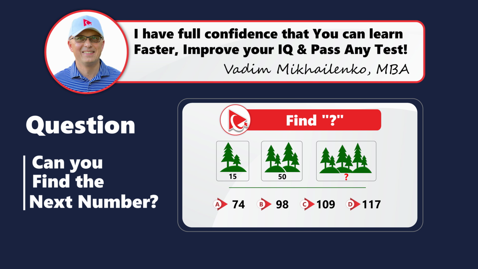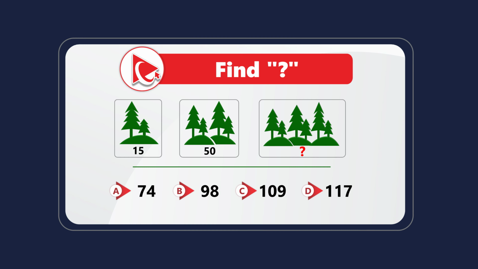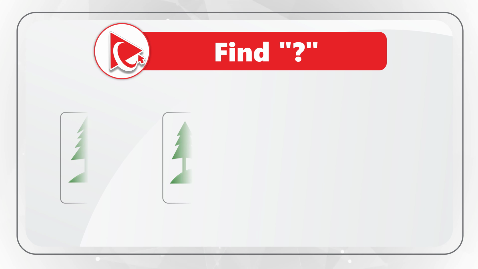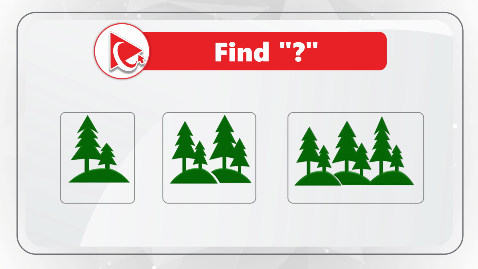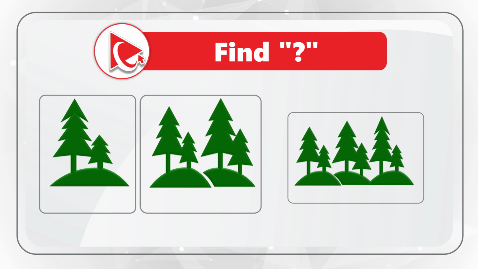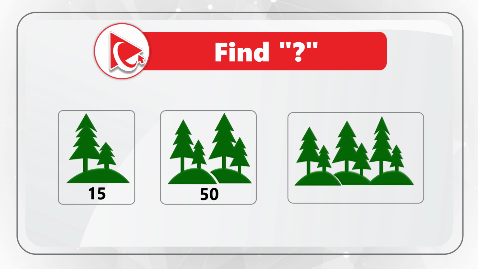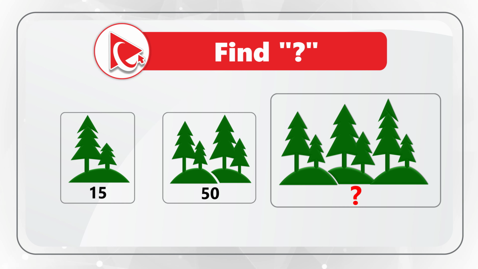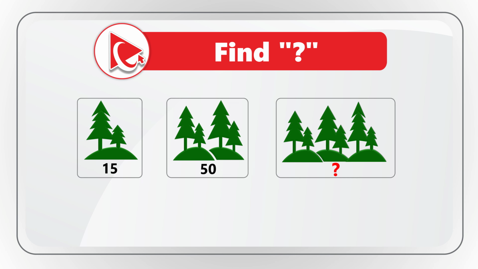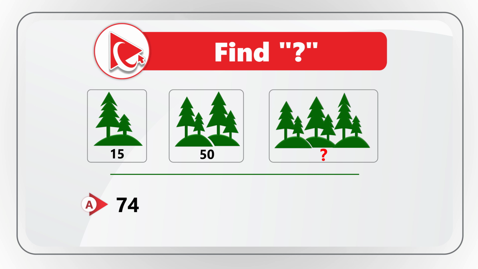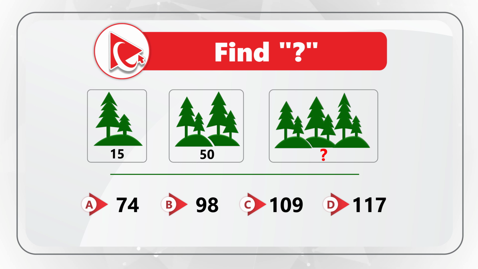Here's a tricky problem which you might find challenging to solve. You're presented with 3 images, and you need to find the missing number. All 3 images have berms and evergreen trees on top of the berms. The first 2 images have numbers 15 and 50 at the bottom, and the third image is missing the number and instead has a question mark, which you need to calculate and select out of 4 possible choices. Choice A, 74. Choice B, 98. Choice C, 109. And last but not least, choice D, 117.